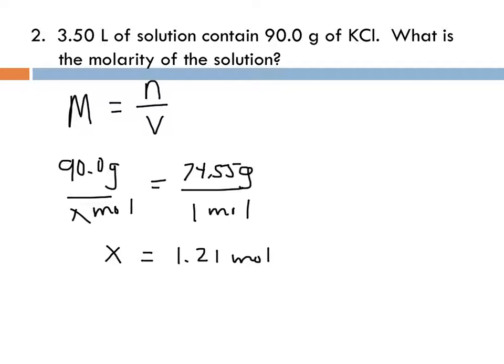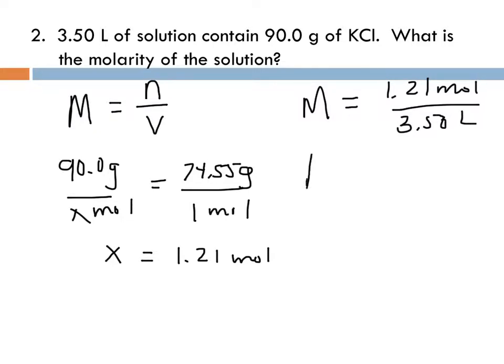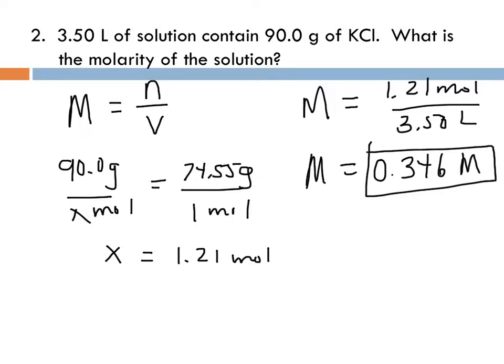Now that we have moles, we actually can calculate molarity. Molarity equals the moles of solute over the liters of solution. Our molarity is 0.346 molar. Again, another fairly dilute solution.